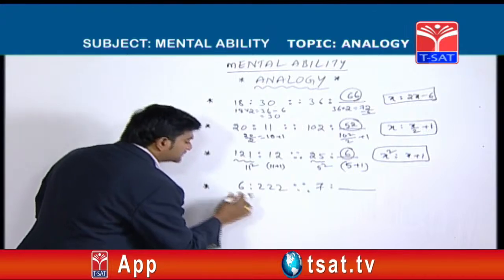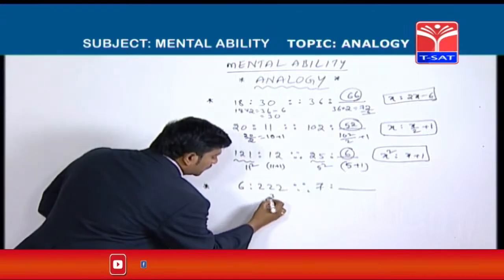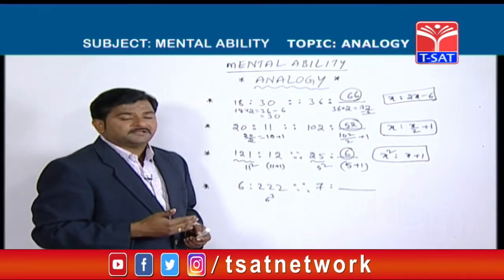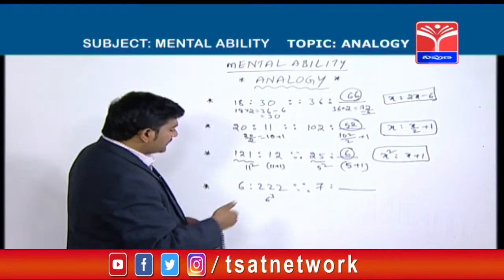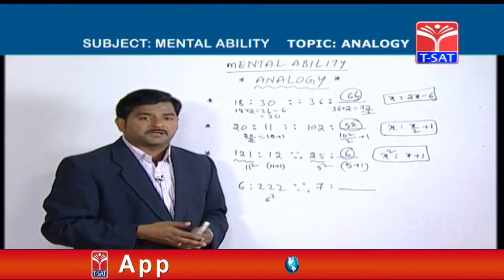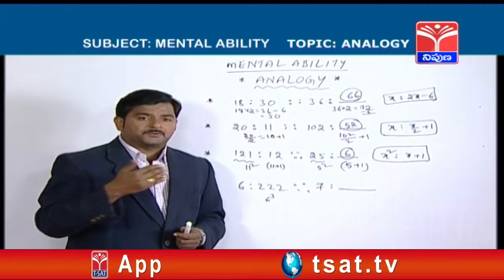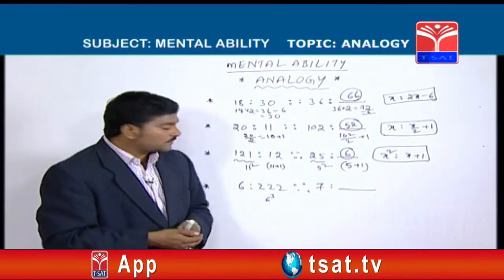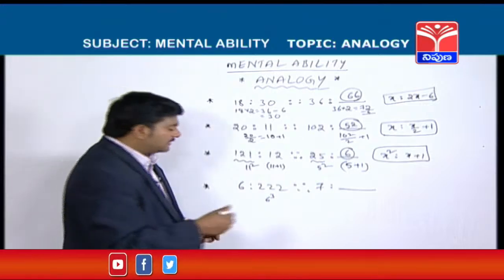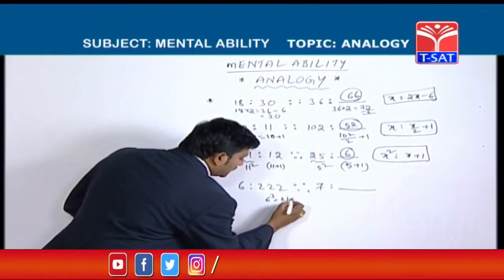Suppose this is 6. 6 means 6 cube. 6 cube value is how much we know? 216. You must be aware of cubes. We have seen many cubes in the number series part. If you remember, 1 cube, 2 cube, 3 cube, up to 15 cubes. So here 6 cube value is equal to 216.